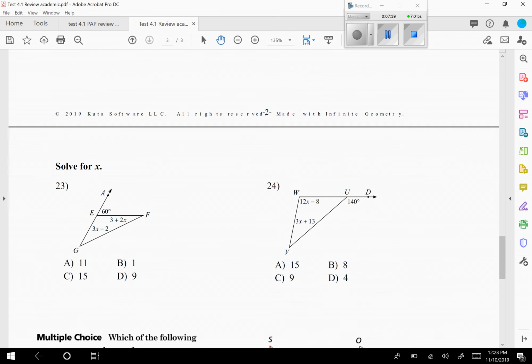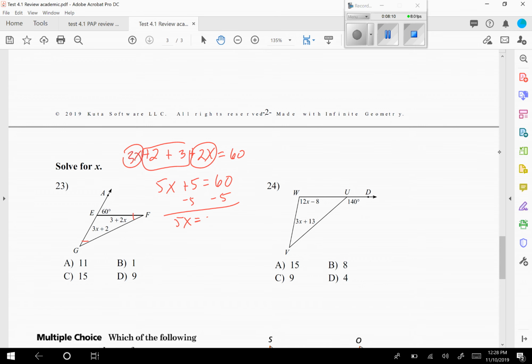Okay, number 23. All right, again, same thing here. You add these two here, and then it's going to be equal to the 1 on the outside. So 3x plus 2 plus 3 plus 2x equals 60. So now combine like terms. 3x and 2x, that's 5x. 2 and 3, that's 5. So take away 5. So 5x is 55. Divide by 5. So x is 11. And that's what they want us to do, solve for x, so 11.